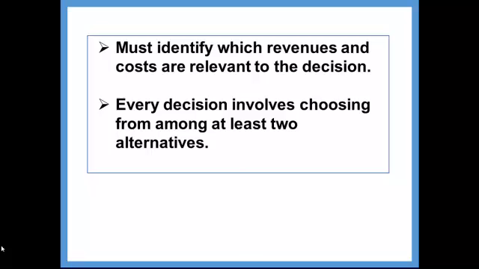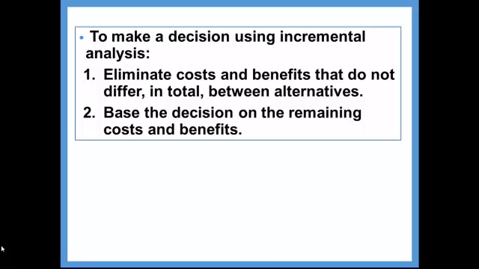Also, know that every decision has at least two alternatives. You can choose to produce a product line or not produce it. You can choose to accept a special order from a customer or reject it. So you always have two choices. Even if you decide not to make the decision, you're still making a choice. To use incremental analysis, you'll eliminate any costs or revenues that don't differ in total among the alternatives, and then you'll base your decision on what remains.